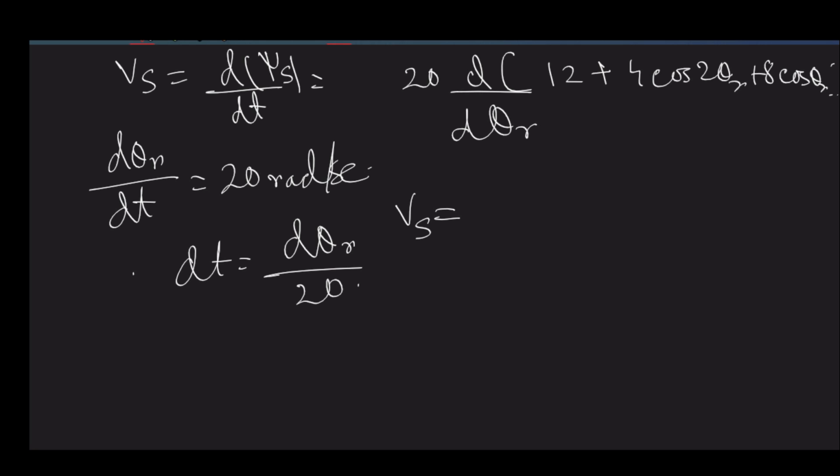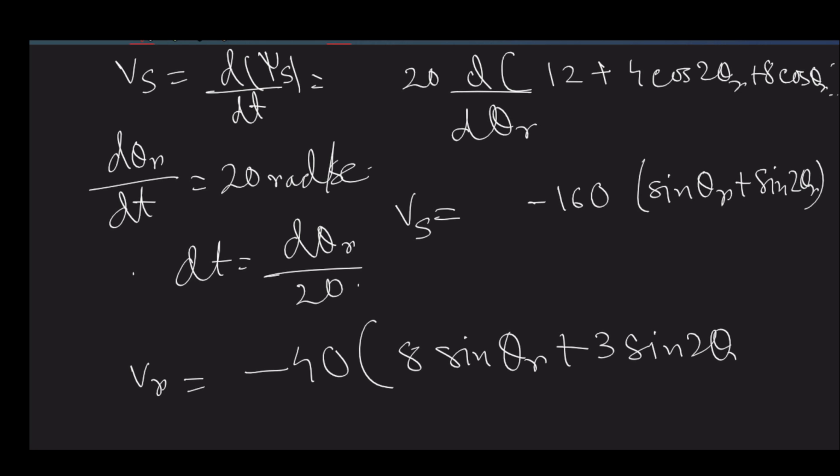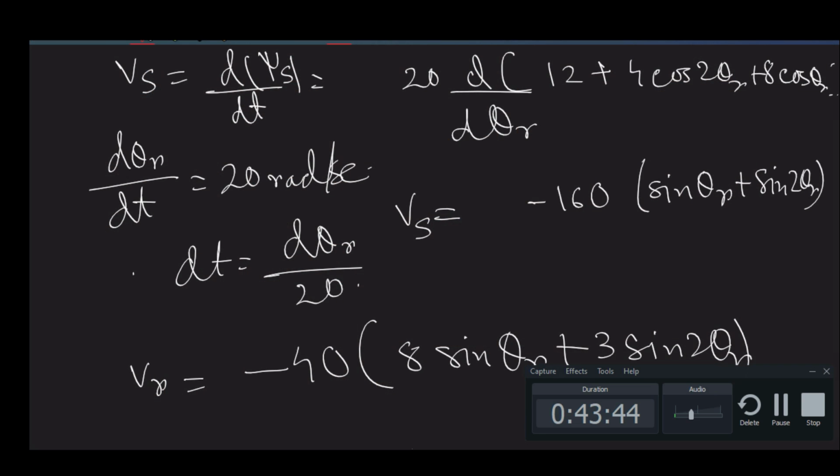Vs is equal to, you will have minus 160 sin theta r plus sin 2 theta r, right? And similarly you can find out Vr. So if you solve for Vr, you will get minus 48 sin theta r plus 3 sin 2 theta r, right? So let us go to the next example.